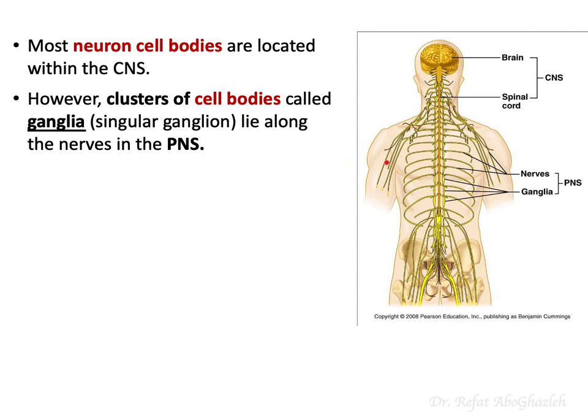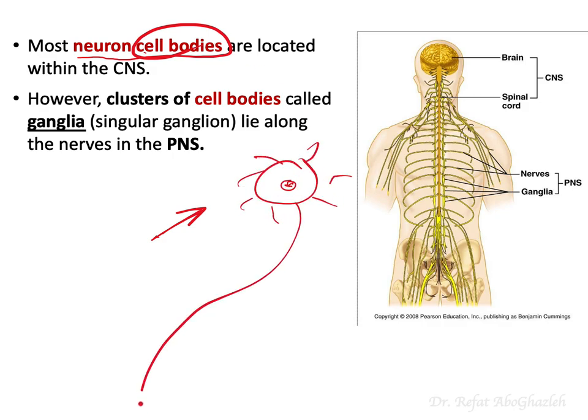Okay, so this slide is a revision of what was explained in the previous lecture. But that's fine. You know that most neurons, or the neuronal cell bodies, this is the neuron, and these are the dendrites, and this is the axon terminal, and so forth. So the cell bodies of the neurons are usually located mainly within the central nervous system. That means in the brain and the spinal cord.